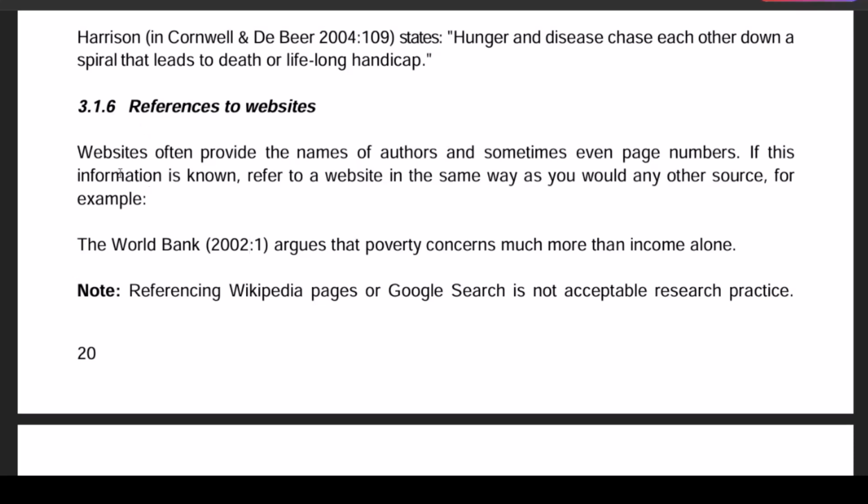So websites often provide the names of authors and sometimes even page numbers, okay? So in a case whereby it doesn't provide you that, you need to go to their website, okay? And reference their website and the year in which it was published. Instead of just focusing on that link, go to their website and search that same topic on their website and find the article and reference the website, okay, and the year in which it was published.